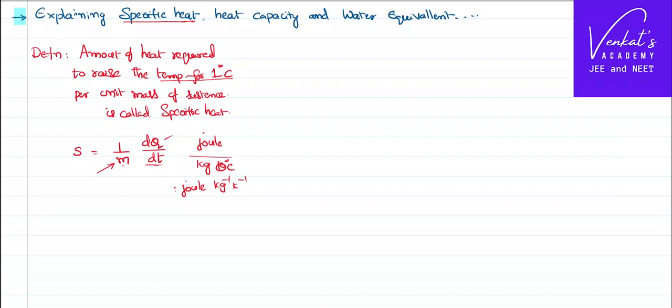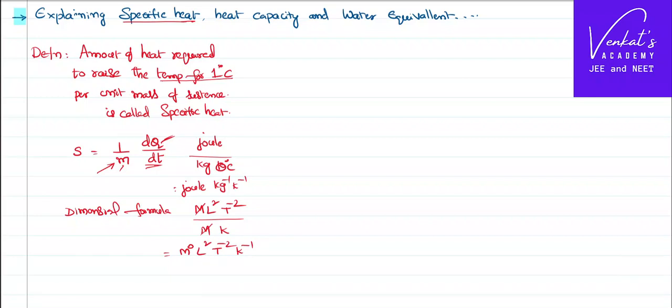If I want to write a dimensional formula for this specific heat, heat is an energy. So the dimensional formula of energy is M L square T power -2, divided by mass and temperature. I am showing temperature with K like Kelvin. So this M and M can be cancelled. So M power 0 L square T power -2 K power -1 is the dimensional formula of specific heat.